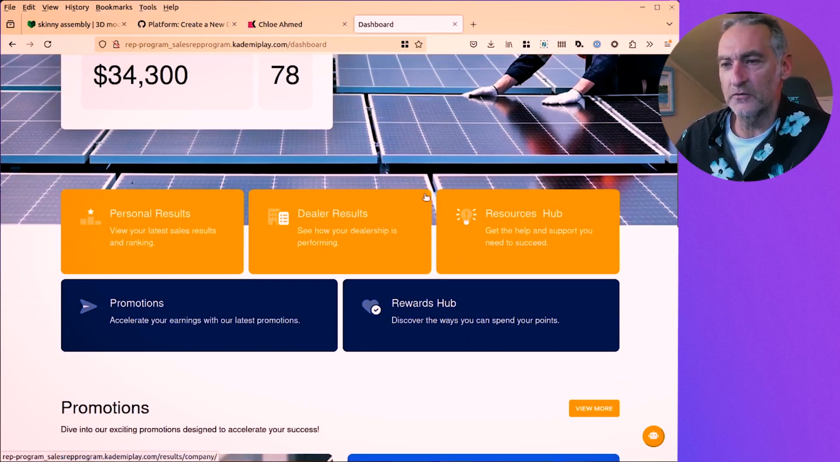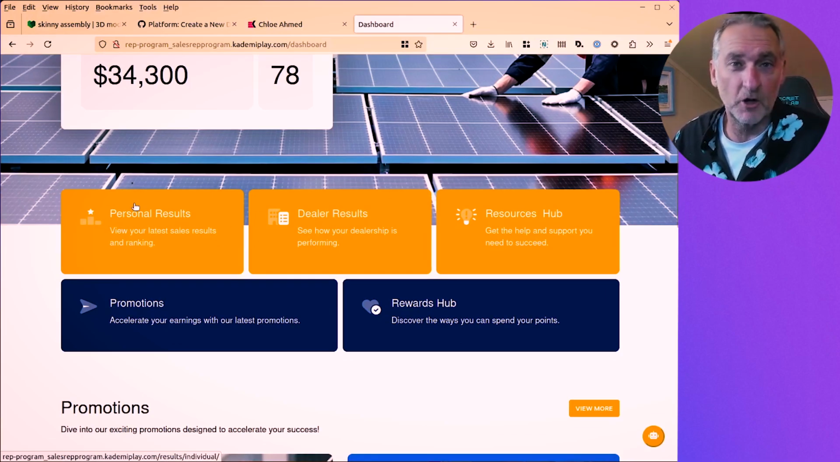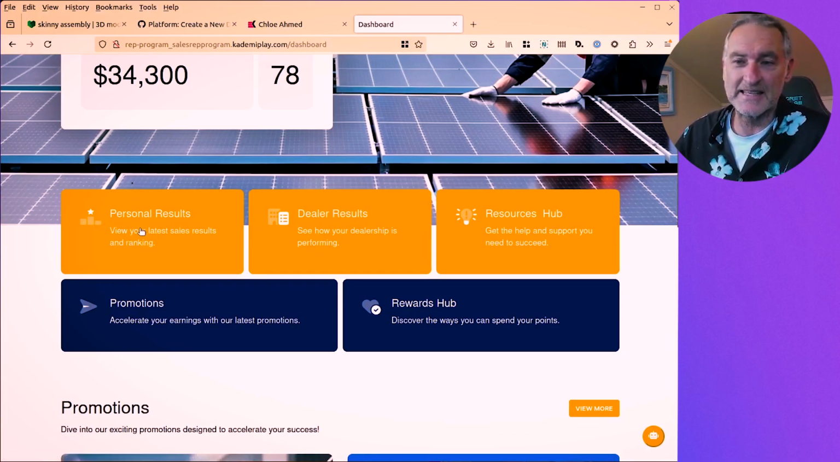If we just scroll down a little further, we've got a few panels here. Personal results, which I'll show you in a moment. That's where the user can see their particular sales data. They can get more information about how that result came about.